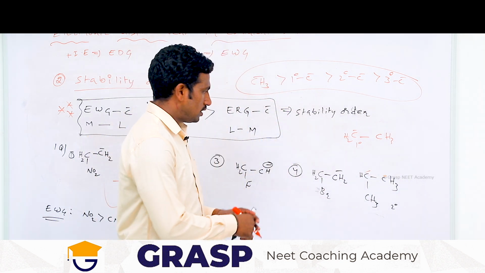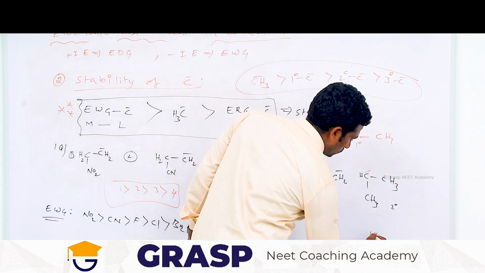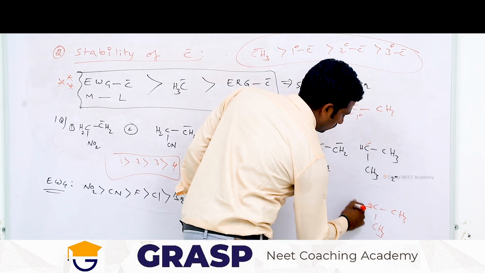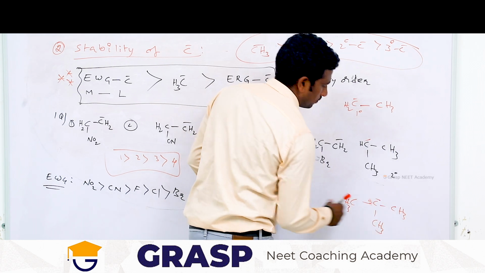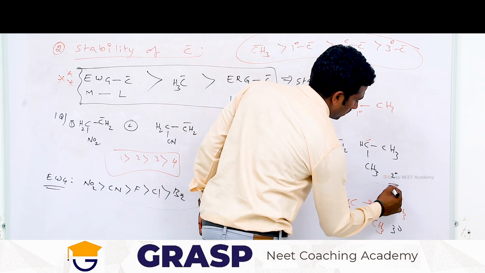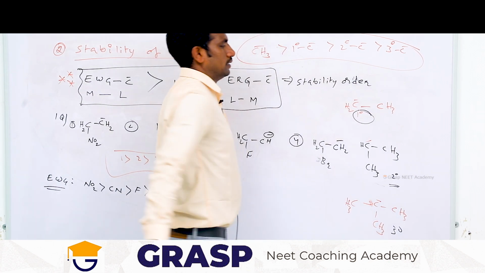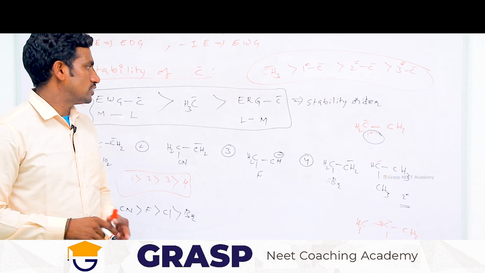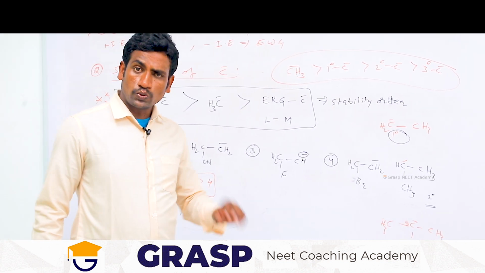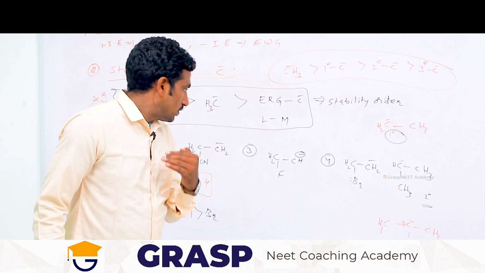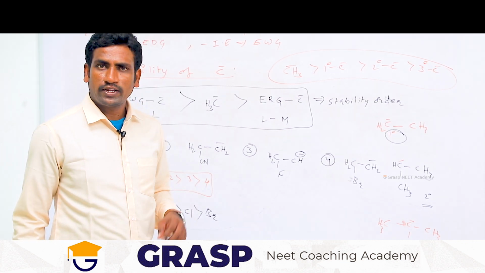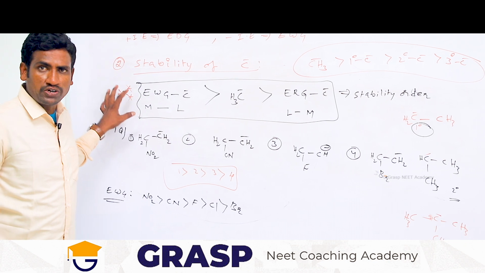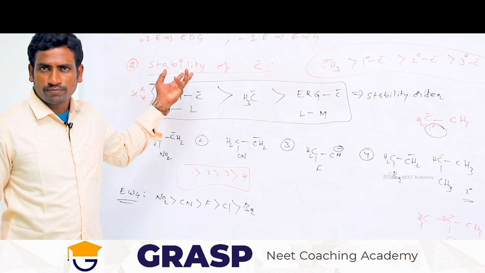Similarly, if the carbon anion carbon is attached directly to three carbon atoms, it is a tertiary carbon anion. One carbon directly attached is primary, two other carbons is secondary, and three other carbon atoms directly attached is tertiary. So like this you can arrange the stability of carbon anions.